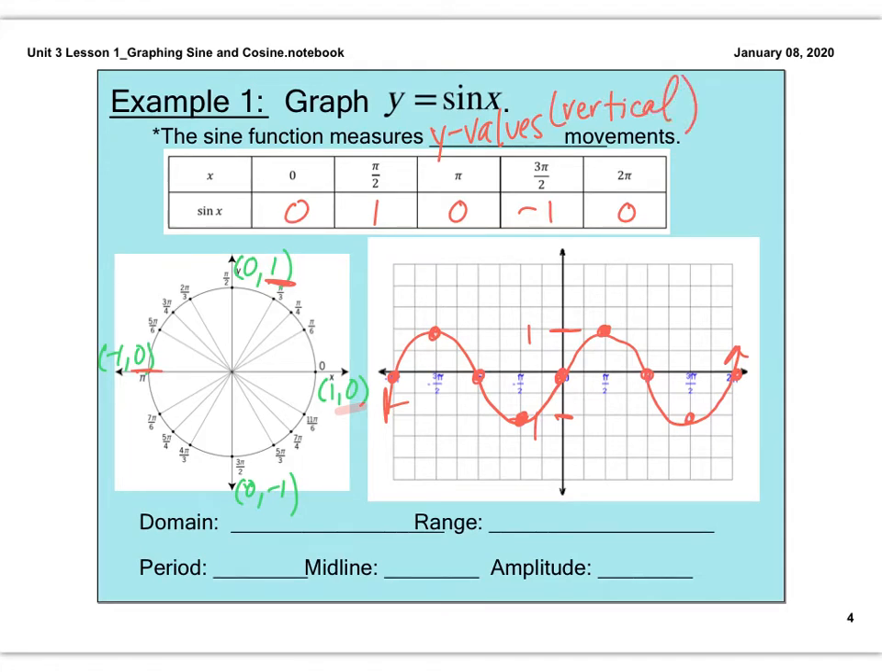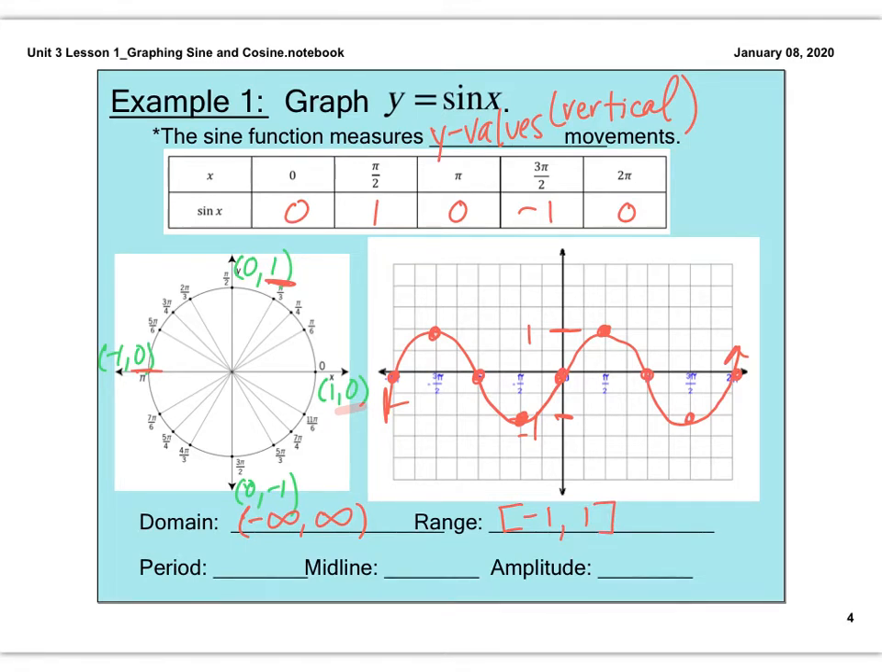The domain on here can go forever to the left and forever to the right, so it goes from negative infinity to infinity. The range is basically the y values. How far up and down does this thing go? Well, the lowest it goes is negative 1, and the highest it goes is positive 1, and it includes those two spots. So it's going to go from negative 1 to 1, including negative 1 and 1. That's why I use those square brackets.